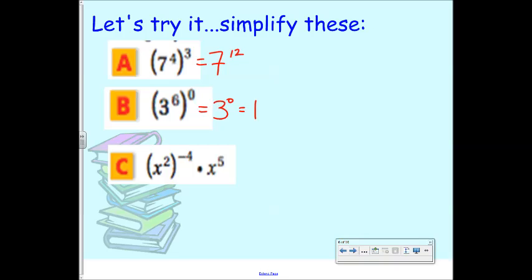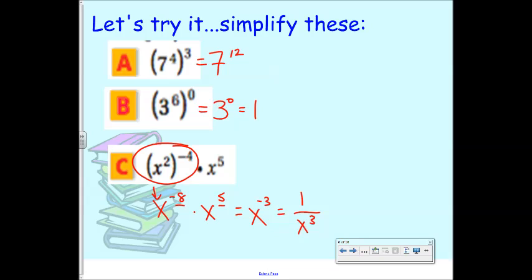First you do this, which gives you x to the negative 8 times x to the 5th. So then what do you do with these? Add them, and that gives you negative 8 plus 5 is negative 3. Okay, so the first thing you did was this, which gave you x to the negative 8th. Then now you have two bases, so you add them together, which gives you negative 3.